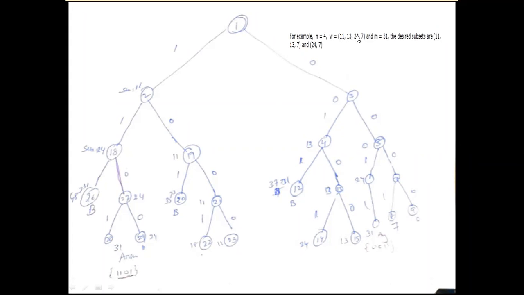The other solution is the sum of the last two elements, that is the third element and fourth element, represented by 0, 0, 1, 1. The sum of the third element and fourth element equals 31. So you find the solution by searching the solution space tree using backtracking.